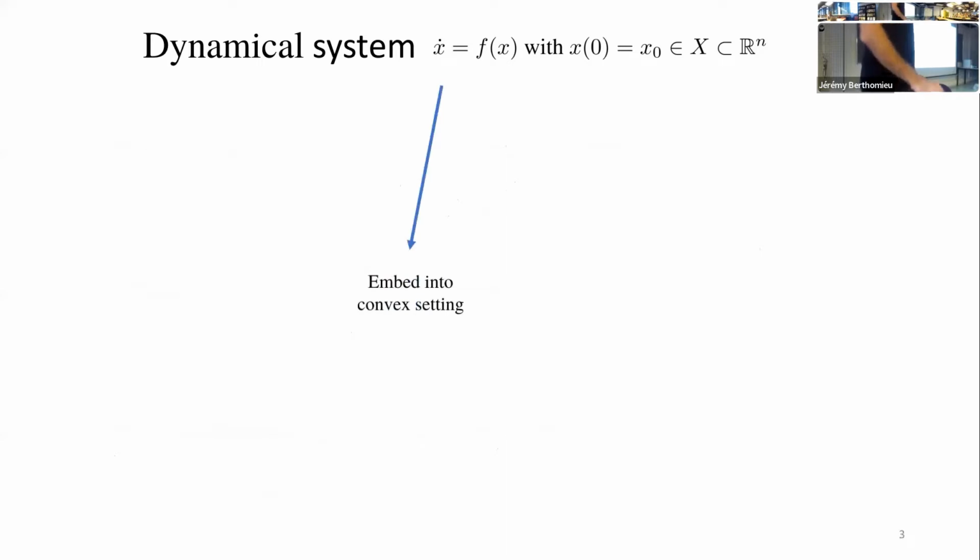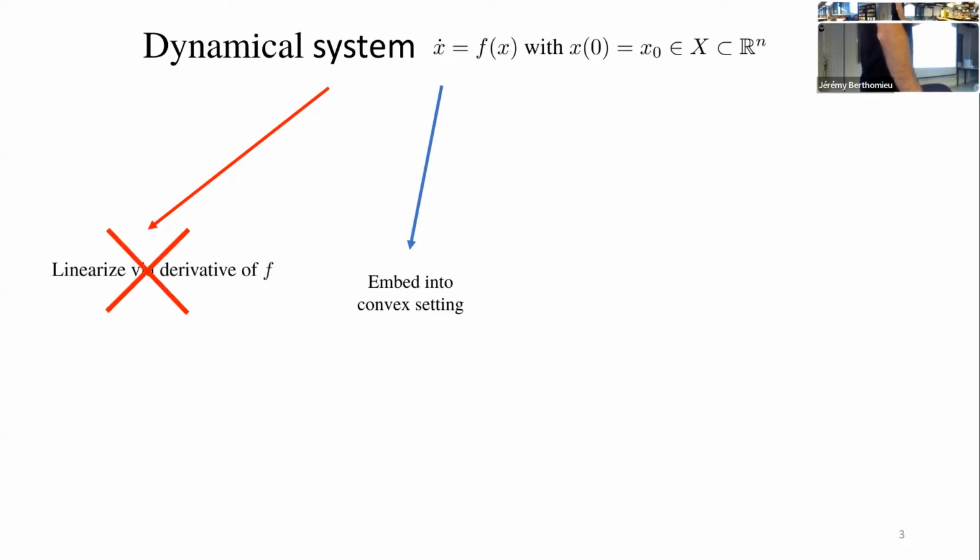Okay, what the outline or the goal of my talk is, I want to consider a dynamical system, but I want to embed this into a convex setting. So as I said, the function f here will be polynomial. So that means it can be nonlinear. And the idea is to embed this still into a convex setting, and later we'll see that this will even be linear. But I want to point out that this is not just linearizing the vector field by taking its derivative. This is a very classical approach, but I'm not following this.